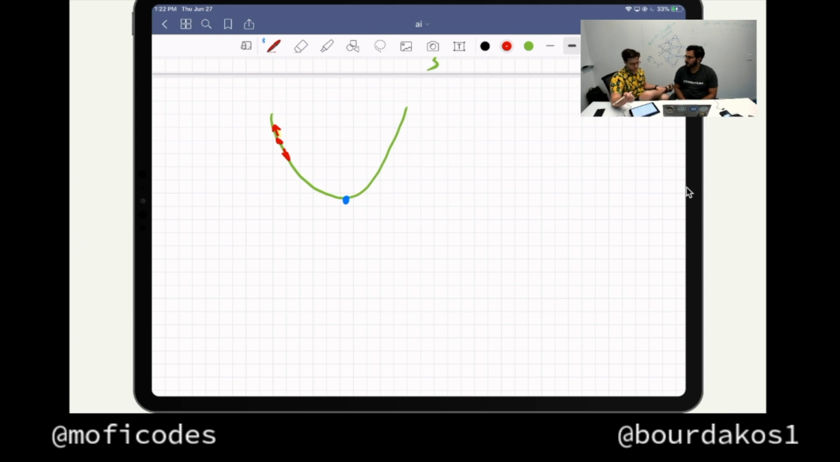Right. And if we look at this line right here that it's on, as you might notice, like a slope, like how steep. We can figure out the steepness of this point and go down in the opposite direction, and that'll help us find the minimum point. Yeah.